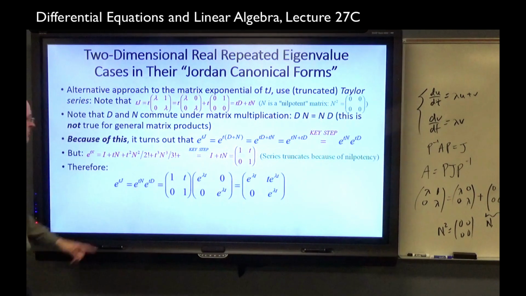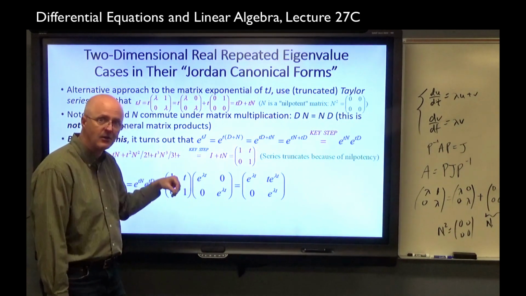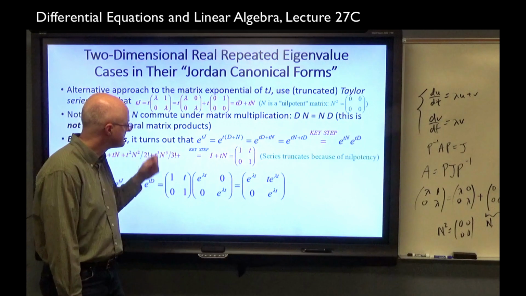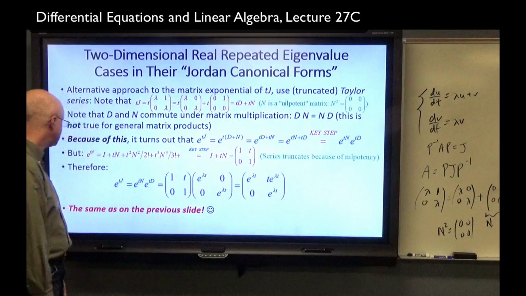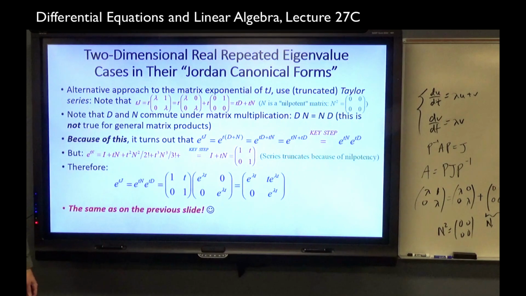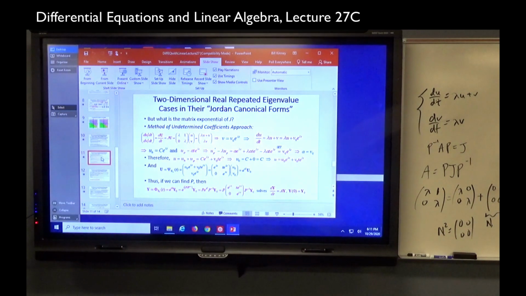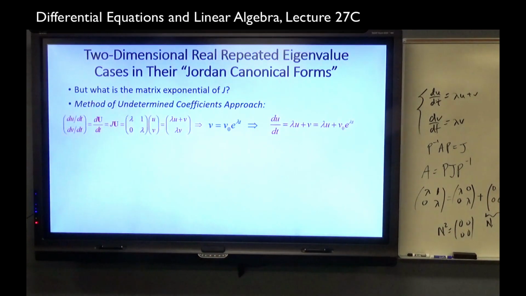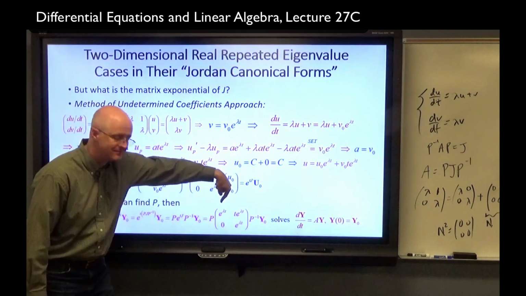Therefore, e to the tJ is the product of this matrix that I just found with e to the tD. D is diagonal, lambda on the main diagonal in both spots, so this is going to be e to the tD. If you multiply these, you get this. And that is the same as the previous slide for the matrix exponential e to the tJ. Do you believe me? Take a picture of it or write it down. Let's go back to the previous slide. Same thing as that, right there. E to the tJ.